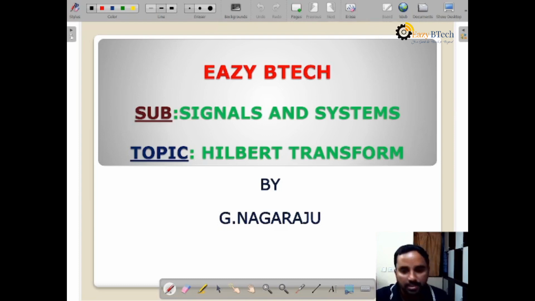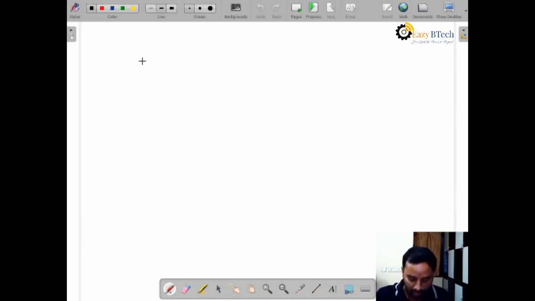So let's start our session, Hilbert transform. What is Hilbert transform and what is the use of it? We discuss in detail. Let's see now the Hilbert transform definition. What is Hilbert transform? Very important topic.